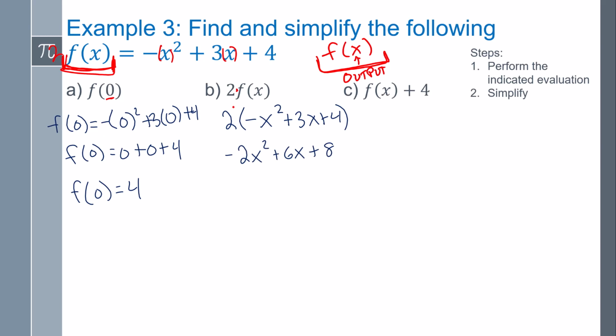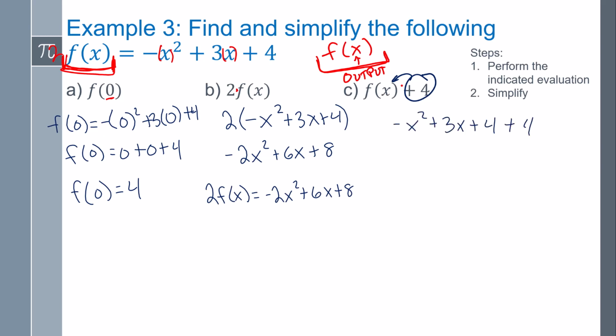Now same thing here. This is saying with your y value, all you're going to do is just add 4 to whatever that is. And so if my function is negative x squared plus 3x plus 4, I'm adding 4 to it. This right here, that's my f of x, and I'm adding 4 to it.